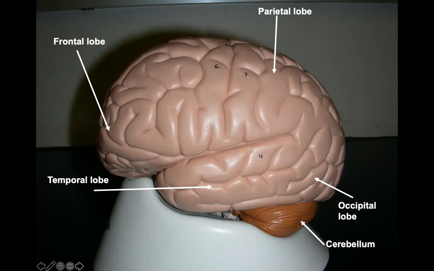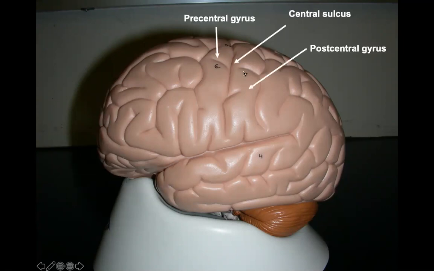Now, when you look at the separation from the frontal lobe to the parietal lobe, we have one main groove, which is the line you see right here, representing the central sulcus. The region immediately in front of the central sulcus is referred to as the precentral gyrus, which is part of the frontal lobe. And the region immediately after the central sulcus is called the postcentral gyrus, which is associated with your parietal lobe.